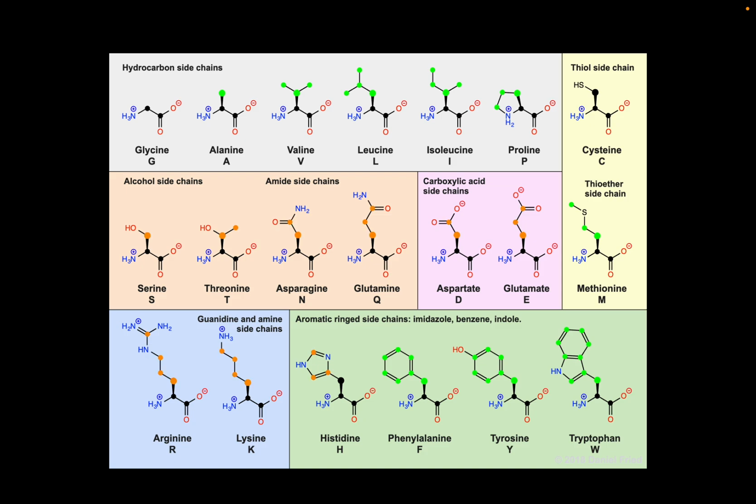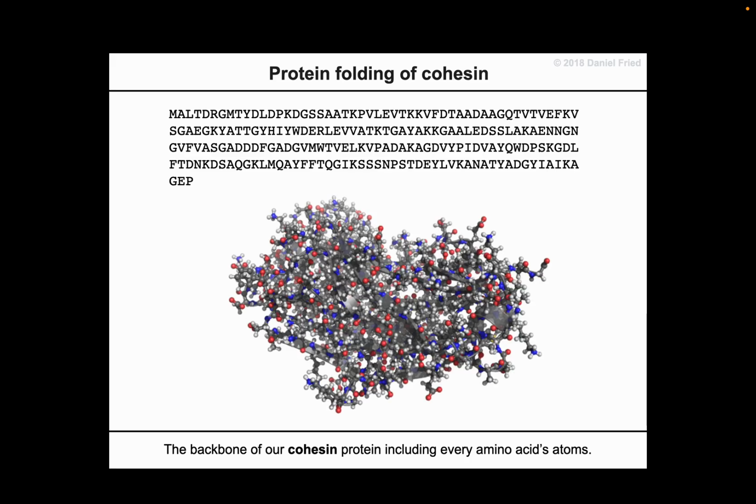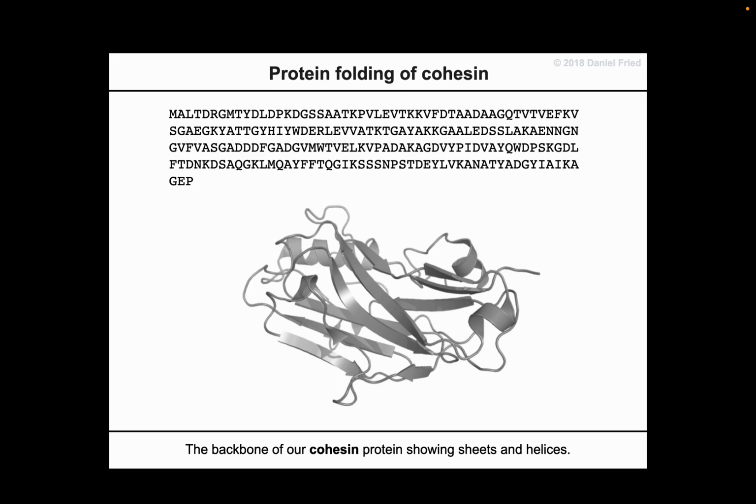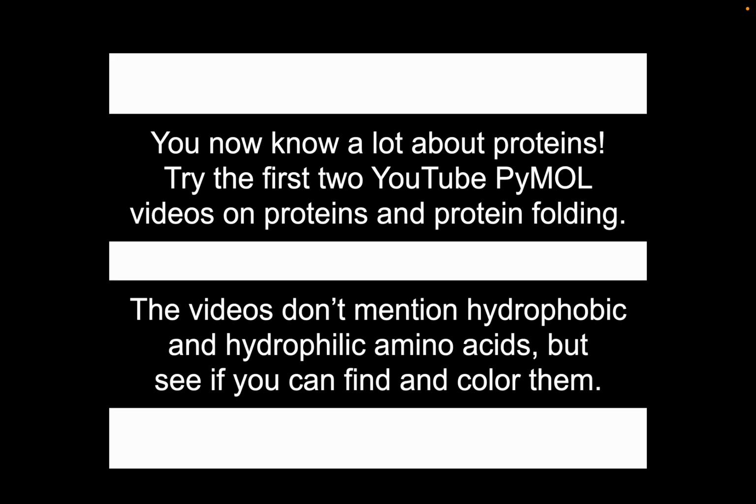So here are the answers. Now, protein folding of cohesion: the backbone of our cohesion protein showing sheets and helices. You now know a lot about proteins. Try the first two YouTube Primal videos on proteins and protein folding, which I just talked about. The videos don't mention hydrophobic and hydrophilic amino acids, but see if you can find and color them.